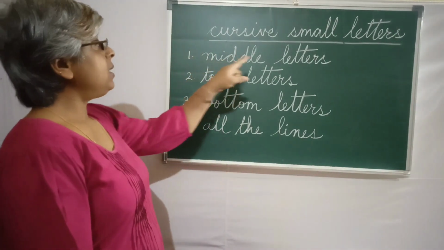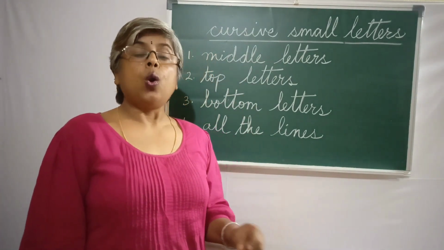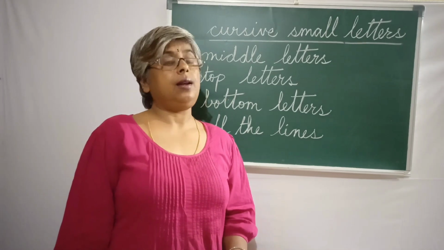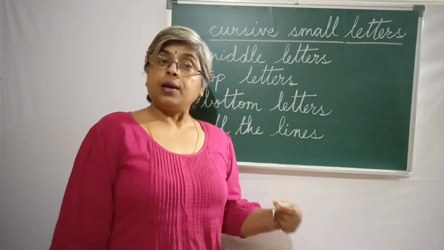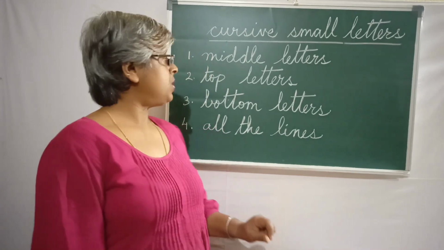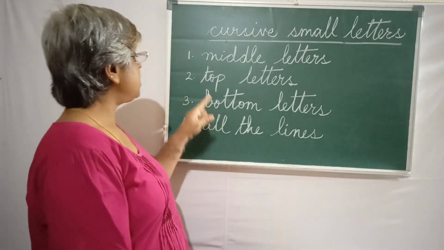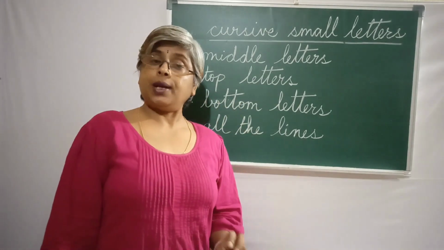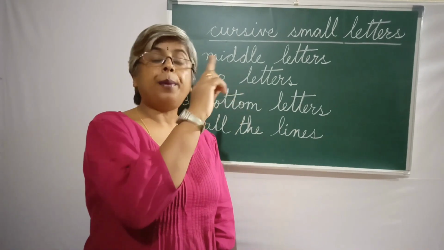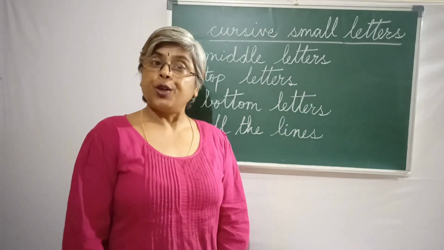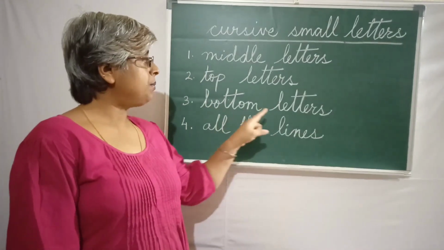Number 1, middle letters. In A to Z, there are many letters which touch only the second line and the third line. So first we will see the cursive middle letters. The second category is top letters. There are many letters in cursive which go up and touch the first line of the 4 lines. Then number 3, bottom letters.